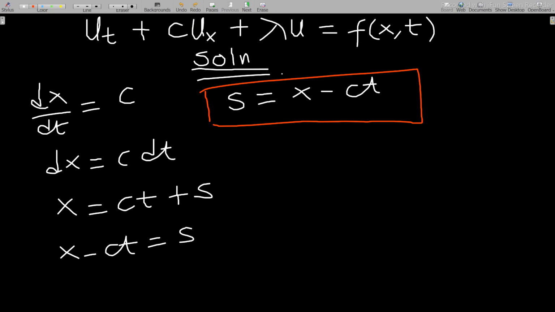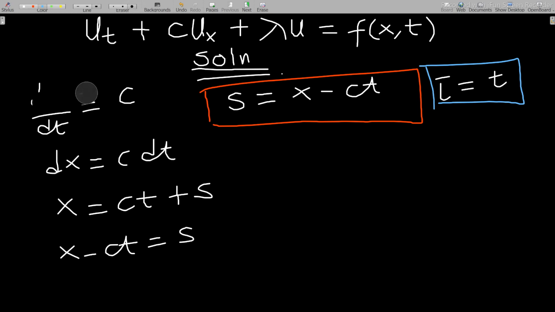Let's look at the other characteristic equation that will characterize this. For that one, you choose tau is equal to t. That is the other characteristic equation that will characterize this PDE. So in effect, we'll need these two equations to characterize our PDE.